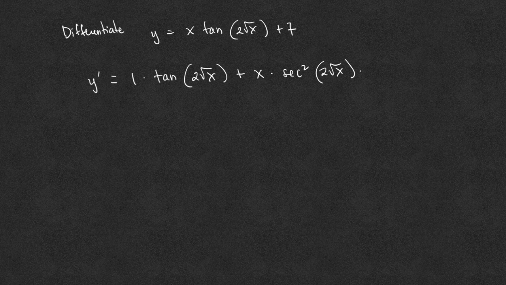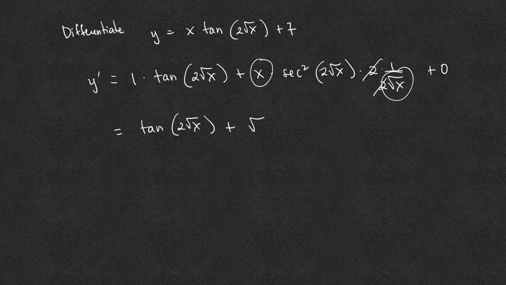The derivative of 2 root x is 2 times 1 over 2 root x. The derivative of 7 is 0. Simplifying this, we have tangent of 2 root x plus, 2 and 2 cancel out, and x divided by the square root of x is the square root of x. And so we end up with square root of x times secant squared of 2 root x.